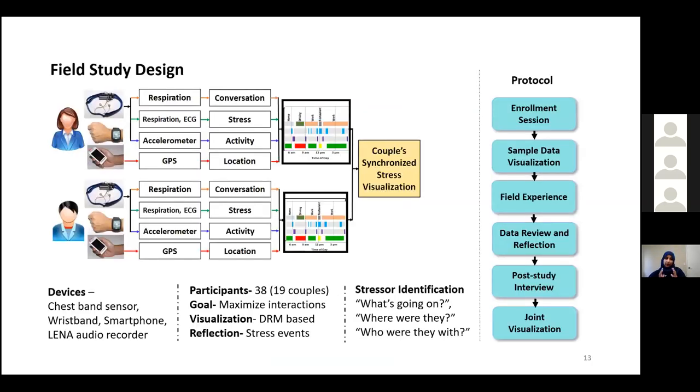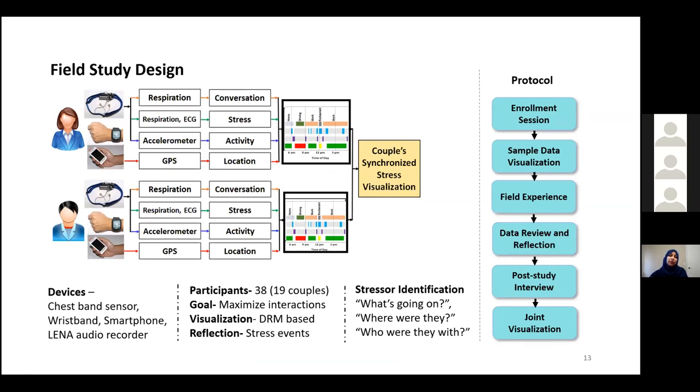Now we have designed the visualization. Now we really need some real life data. Okay, we need some stressful interaction data. And for that, we have recruited romantic couples. The purpose of recruiting romantic couples is that we can maximize the number of interactions, because we know the partner is the one we spend most of our time with, at least more than 50% of our time we spend with our partner, maybe at home or outside.